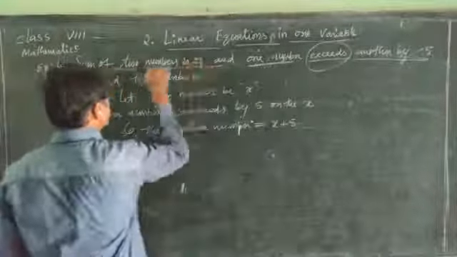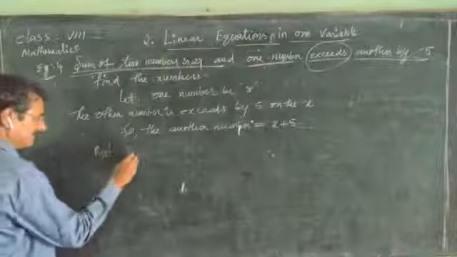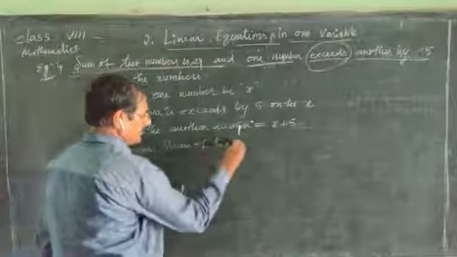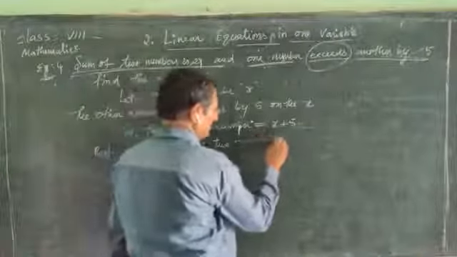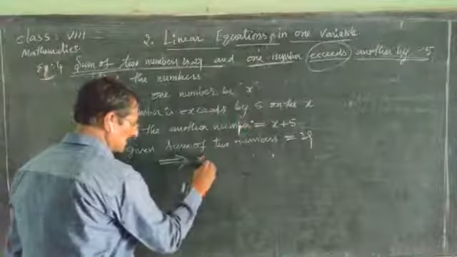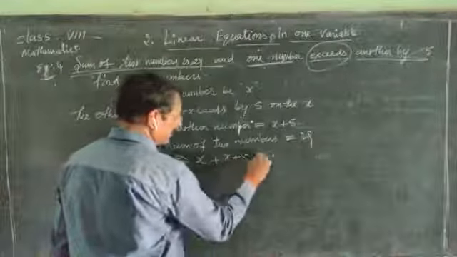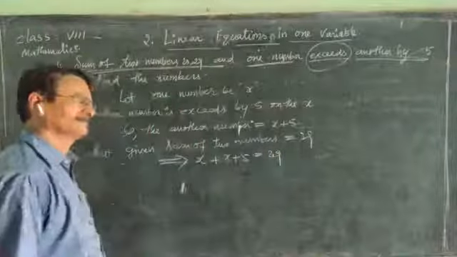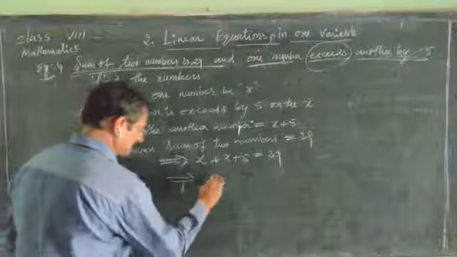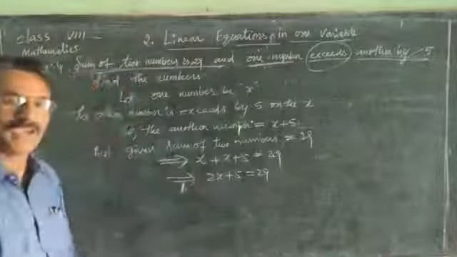But the sum of two numbers equal to how much is given? 29. Yes, already we know both numbers. One is x, another one is x plus 5. Sum of these two equal to how much? 29. These two are like terms. x plus x, 2x plus 5 equal 29. We have an equation.